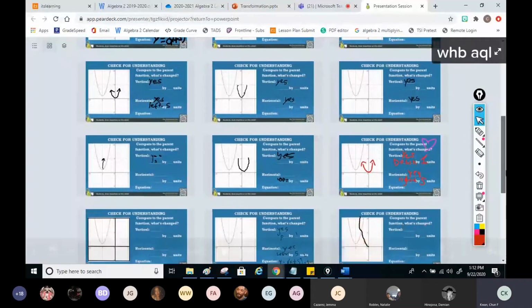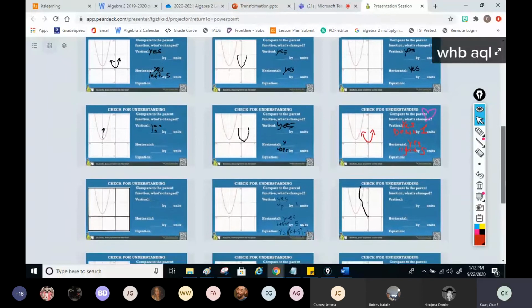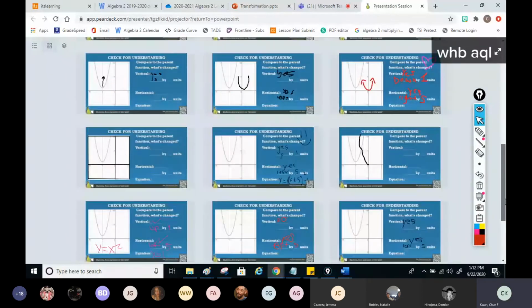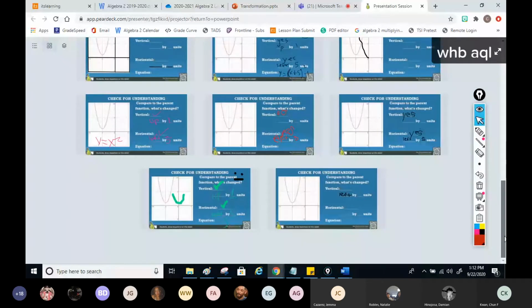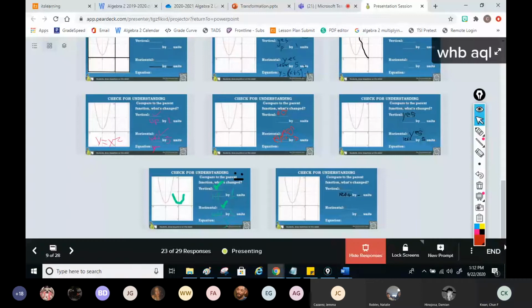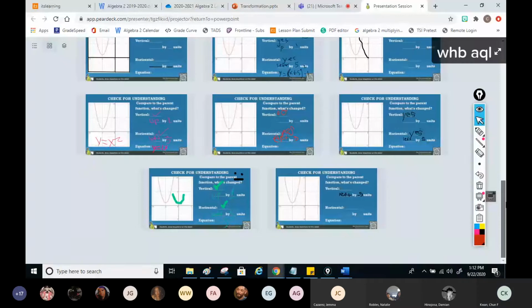Okay, pink heart, you got the transformation good, but can you write the equation? Okay, black neutral face, the transformation is good, but can you write the equation? It seems like a lot of you guys are having trouble writing the equation.